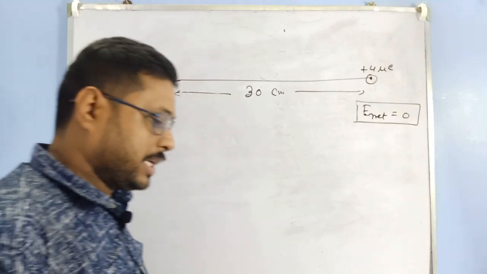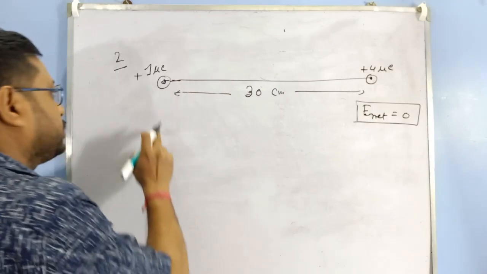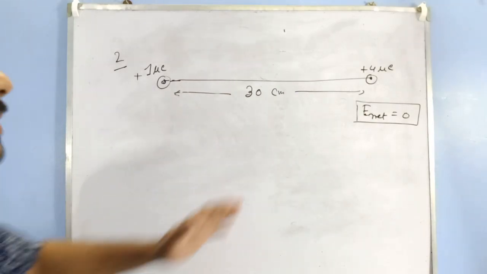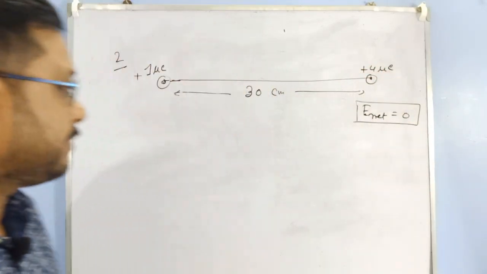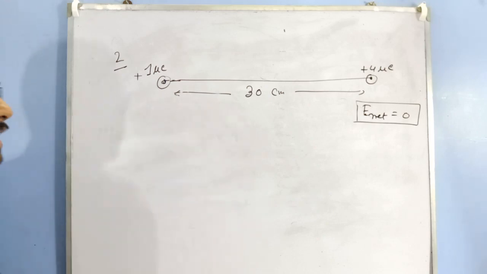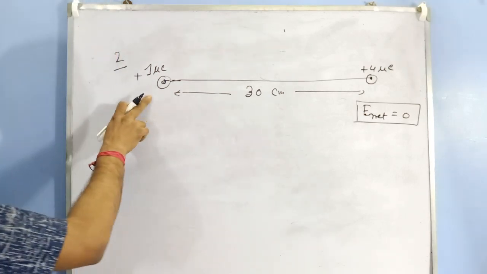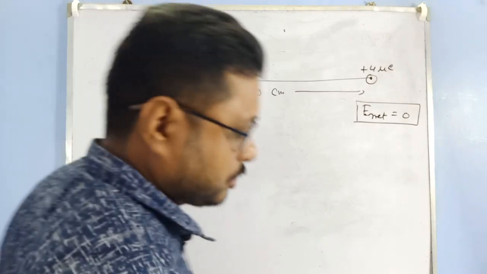Okay, I repeat the question. Two charged particles, plus 1 microcoulomb and plus 4 microcoulomb, are separated by a distance of 30 cm. At what distance from the plus 1 microcoulomb charge will the net electric field be 0?